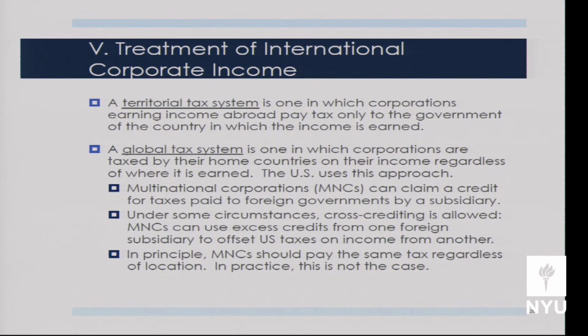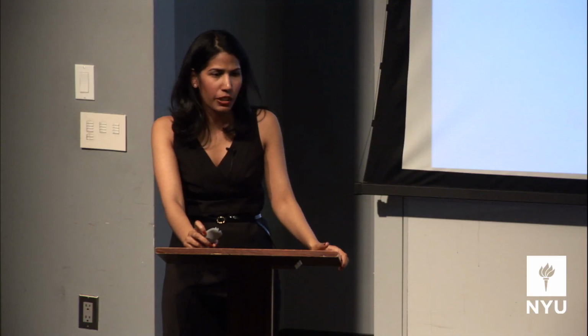Under some circumstances, cross-crediting is allowed. Multinationals can use excess credits from one foreign subsidiary to offset US income taxes in another one. We're a pretty high tax country when it comes to statutory rates, we're at 35%. Most countries that operate abroad are actually facing lower taxes in those countries, either because their statutory rates are lower or because those countries have offered that corporation tax incentives to locate there. But there are situations where there are excess credits earned in some country for some reason, where they've paid more than 35% in that country.